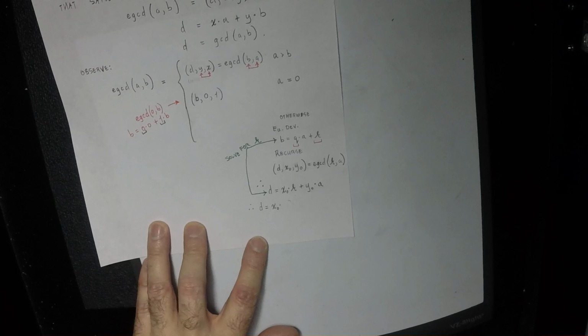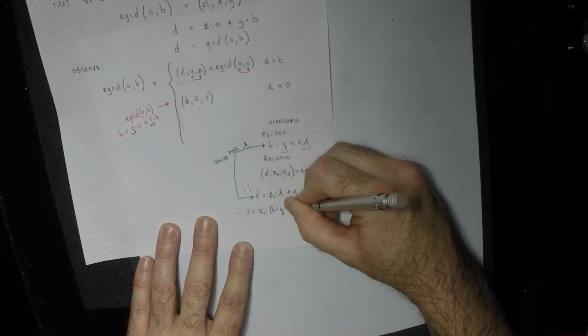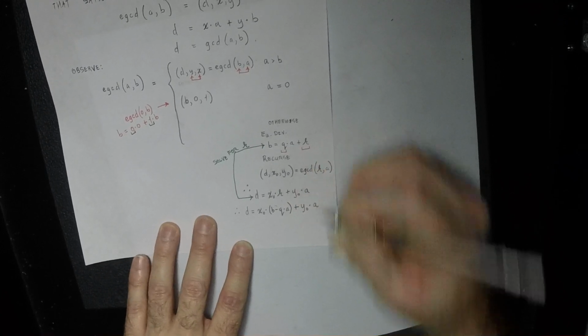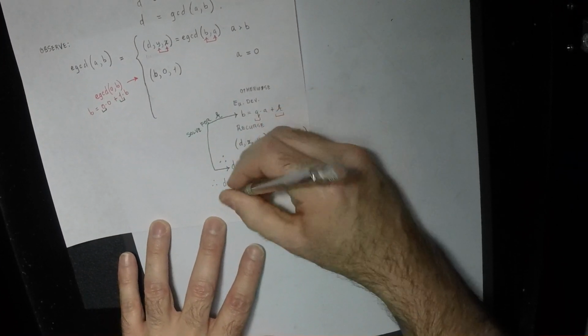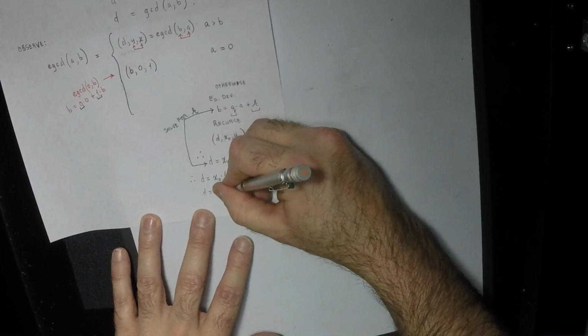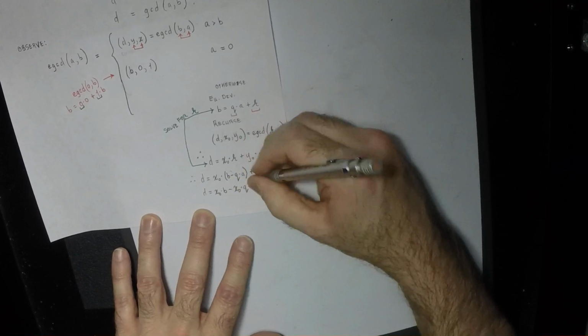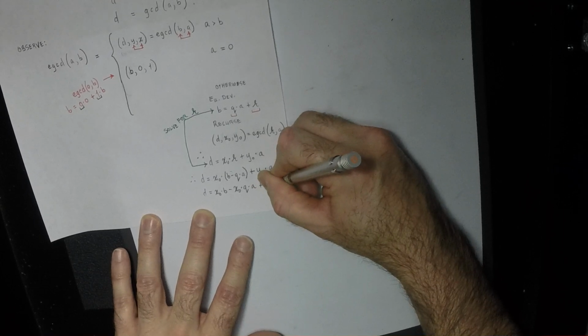X0 multiplied by b minus qa, and then plus y0 a. Now we want to rearrange the right-hand side so that it looks like something times a plus something times b. Okay, so let's multiply it out and collect like terms. So this would be x0 times b minus x0 times q times a plus y0 times a.